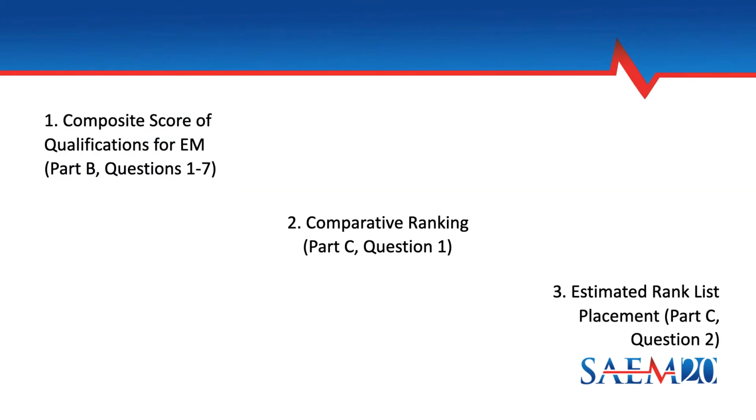So we go about answering this question by looking at 3 outcomes. The first is a composite score of those 7 questions in Part B, the qualifications for EM. The second is looking at that comparative ranking, that first question in Part C, and the third is looking at that estimated rank list placement, question 2 in Part C. Now for those last 2 outcomes, we do something pretty clever. Instead of using ordinal numbers, 1, 2, 3, 4 ranking, we use the percentiles they represent, 10, 33, 67, 100. And that's so that we can calculate the magnitude of the difference between the 2 outcomes, if there is any at all.